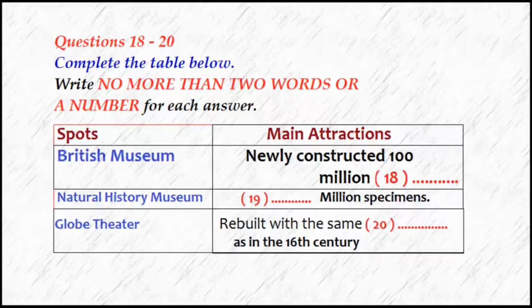It has over 68 million specimens. Fun exhibits include the Blue Whale exhibit, Rainforest Gallery, Earthquake Experience, and dinosaur displays. The Globe Theatre is a place worthy of visiting.